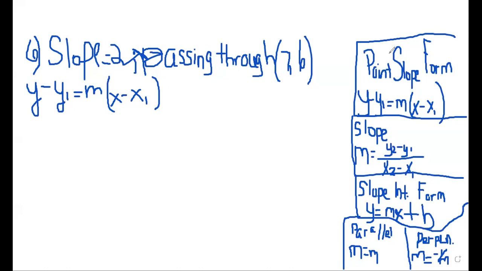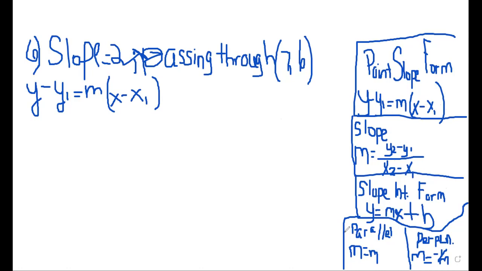Here to your right is great formula page information. Write these on your formula page this week as you build it. The point-slope form is y minus y1 equals m times (x minus x1), and that's what we're going to use for number 6. The slope of a line is m equals (y2 minus y1) over (x2 minus x1). And the slope-intercept form is y equals mx plus b.